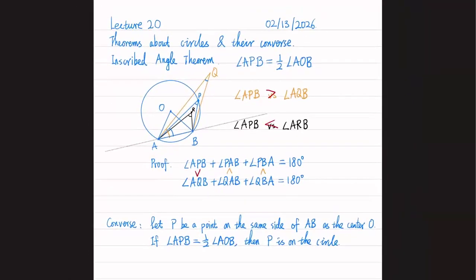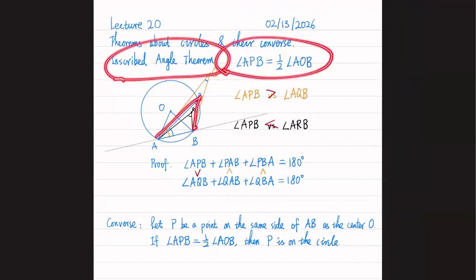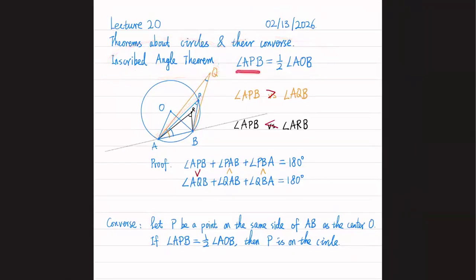Let's compare the two statements. The inscribed angle theorem: if P is a point on the circle, we have this property. Now we go backward. If we have this, then it must be on the circle. Because if it's outside, this will be smaller. If it's inside, it will be bigger. If we have this identity, it must be on the circle.